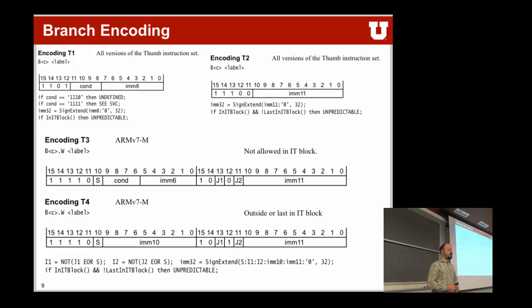So this is an example where we have the branch encoding. We have 4 different possibilities for just the B encoding.